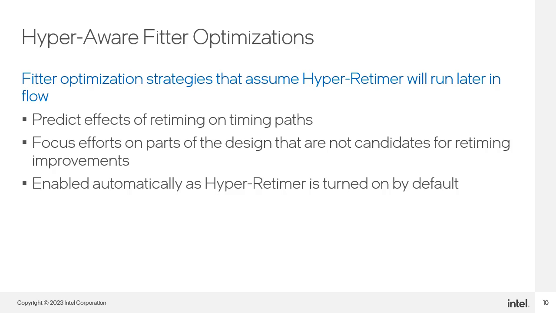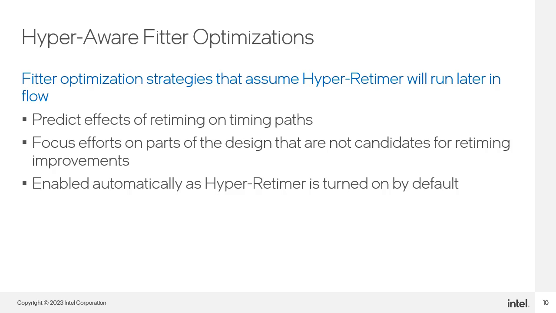The other hyper-aware compilation flow feature for the Hyperflex architecture is called Hyper-Aware CAD. Hyper-Aware CAD runs as part of the fitter, during which the fitter makes decisions knowing the Hyper-Retimer will run later in the flow. Thus, the fitter can optimize parts of the design that may not be improved or may be difficult to improve by the Hyper-Retimer alone. The fitter can also optimize paths to improve the effectiveness of the Hyper-Retimer.